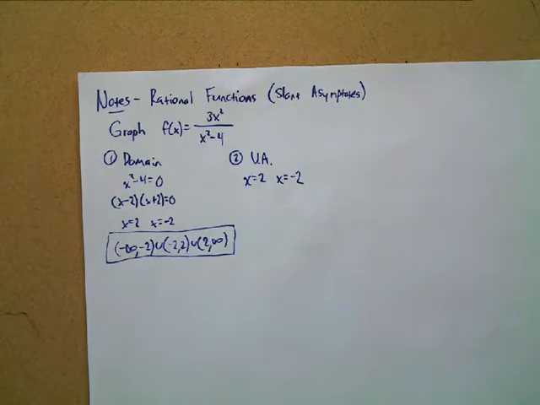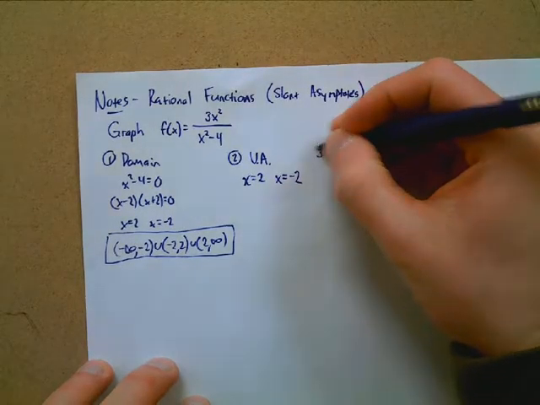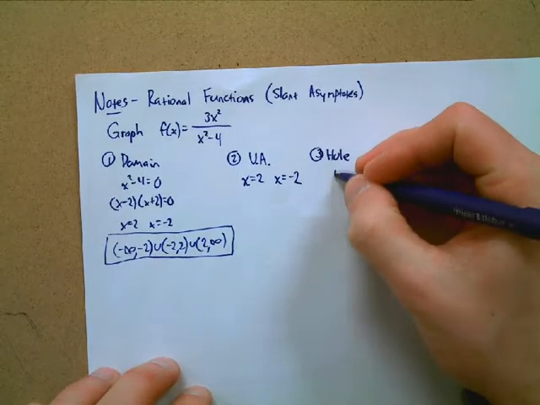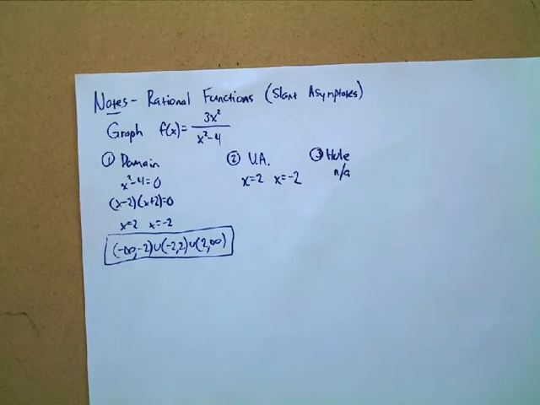All right, and so then for holes, there's not going to be any, right? There won't be any, because we have no other domain restrictions to worry about here. There will be no holes. There's no number that when you plug it in for x, you'll get 0 over 0. Okay. So let's go to the next thing here.